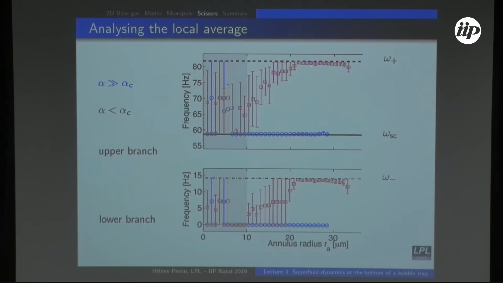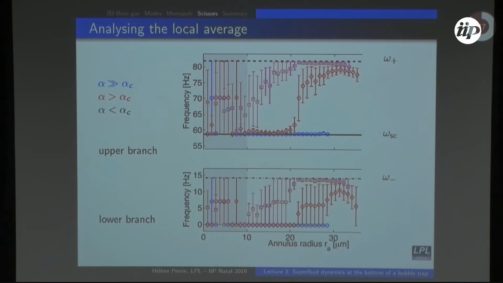On the edges, indeed, we see very nicely the two frequencies omega plus and omega minus, which are almost as expected, a little bit below. And when we enter the center of the gas, we see a small shift, which I can comment on later if you want. But this essentially works, and we never see the scissors frequency. It's always far from it. Okay.